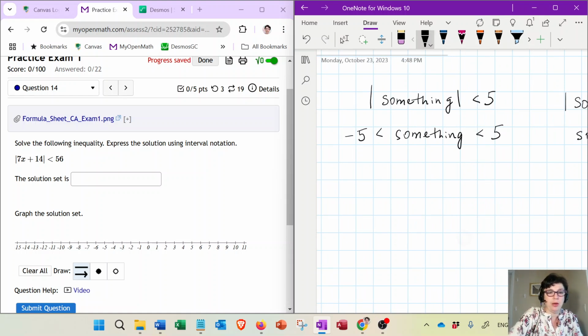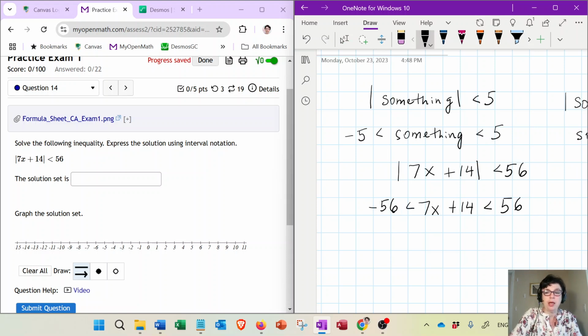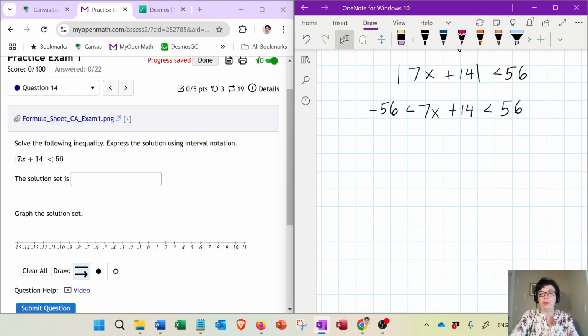So we're going to write down absolute value of 7x plus 14 less than 56. We're going to drop the absolute value and we're going to surround it by 56 and negative 56 on both sides. Now, this inequality we can solve simultaneously by subtracting 14 from all sides. We do not have to worry about it, because when you add or subtract a number, the inequality doesn't change. So the inequality signs will still be the same. The negative 14 and positive 14 will cancel.